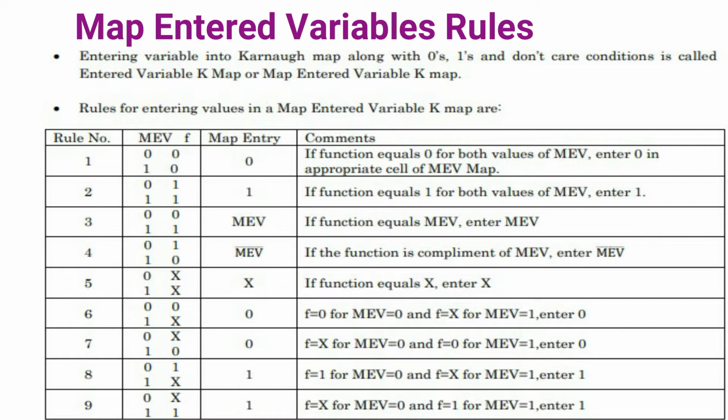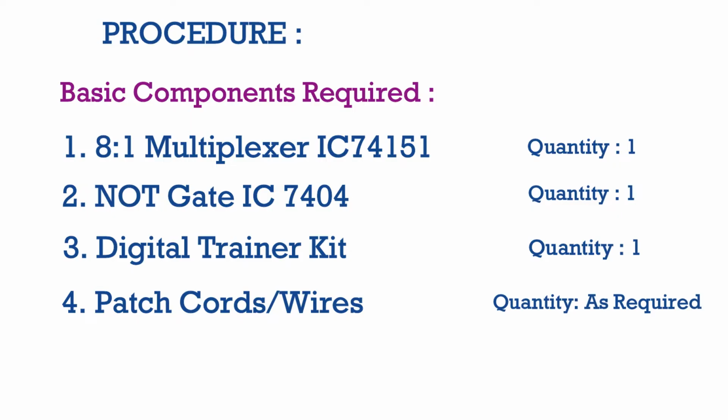Now let us understand the procedure for conducting this experiment. First of all, you need to ensure that all the components required for performing this experiment are made available. That is, we require one 8:1 multiplexer IC with number 74151, one NOT gate IC with IC number 7404, a digital trainer kit and patch cords. These are the basic requirements.